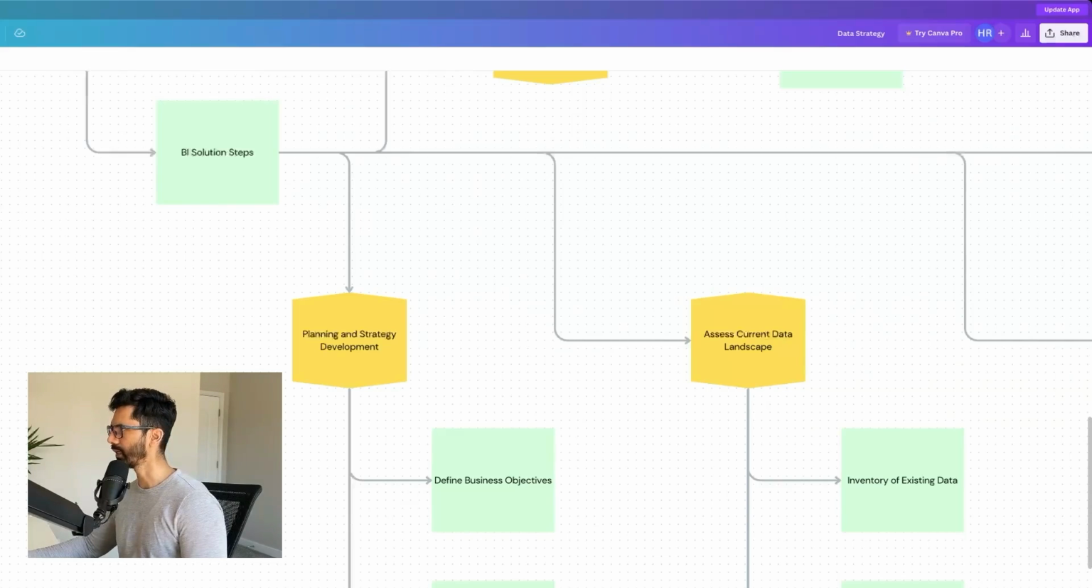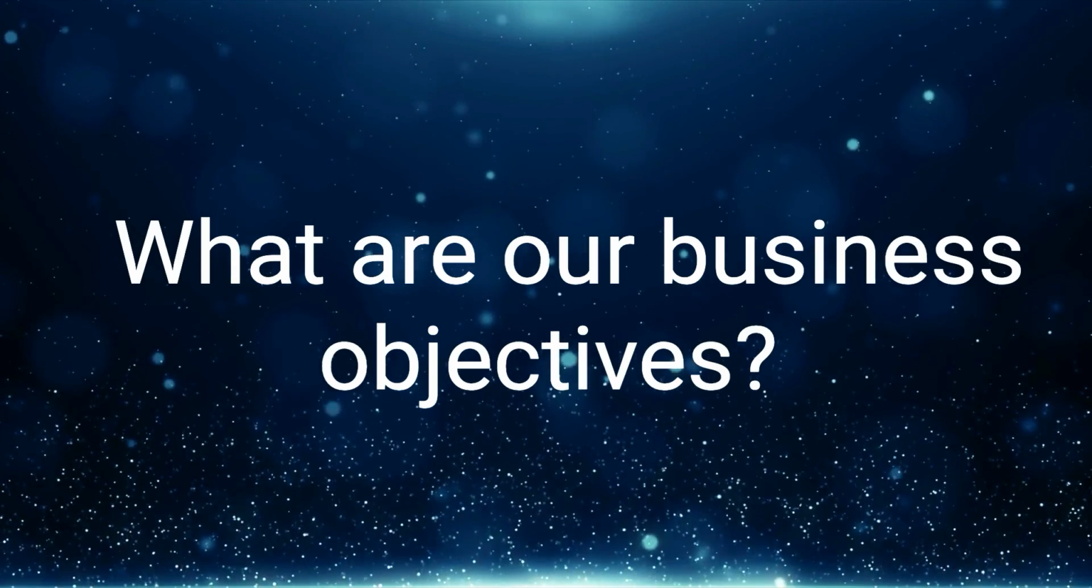Having a solid strategy and a solution in place makes it so you don't have to do this manual work every single time. The report's always up to date for you. So how do we do that? The first thing I like to take a look at is, what are we trying to solve for? What's the problem that we're trying to get the data for? What are our business objectives?